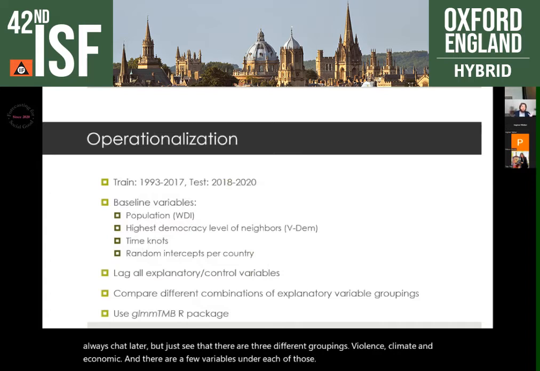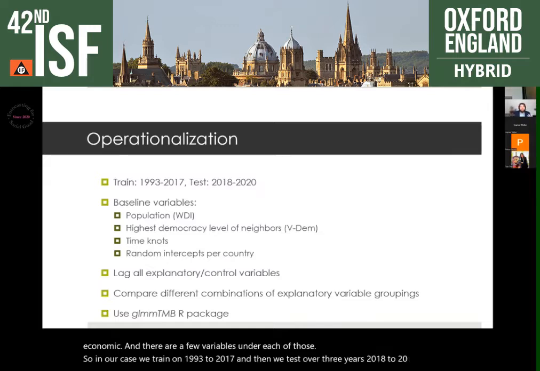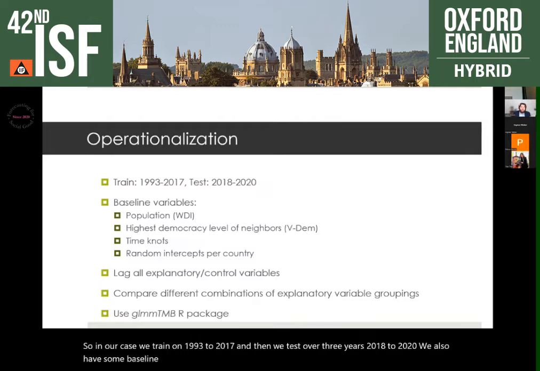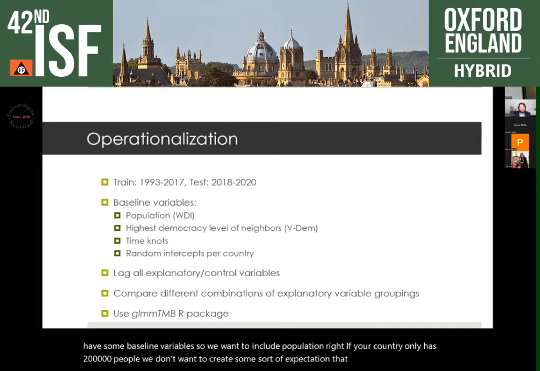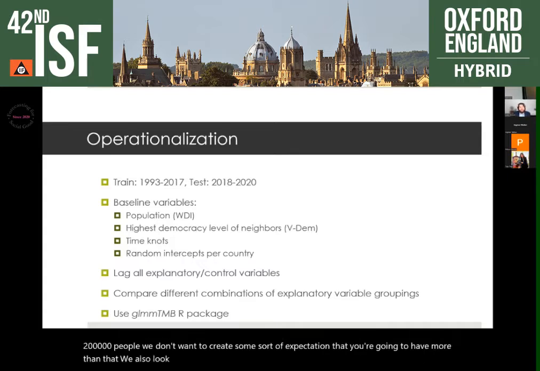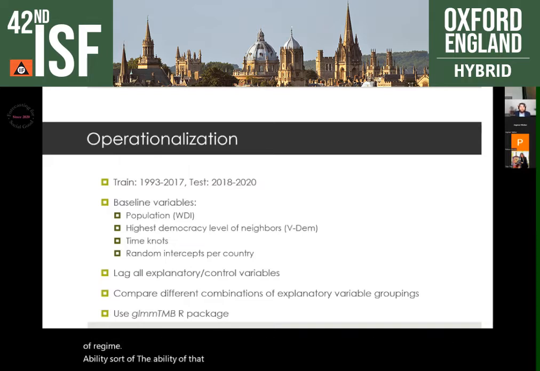In our case, we train on 1993 to 2017, and then we test over 3 years, 2018 to 2020. We also have some baseline variables, so we want to include population, right? If your country only has 200,000 people, we don't want to create some sort of expectation that you're going to have more than that. We also look at the highest democracy level of your neighbors to see the ability of that regime to take people in, the ability for those people to see that there's a place where they potentially can improve their outcomes.